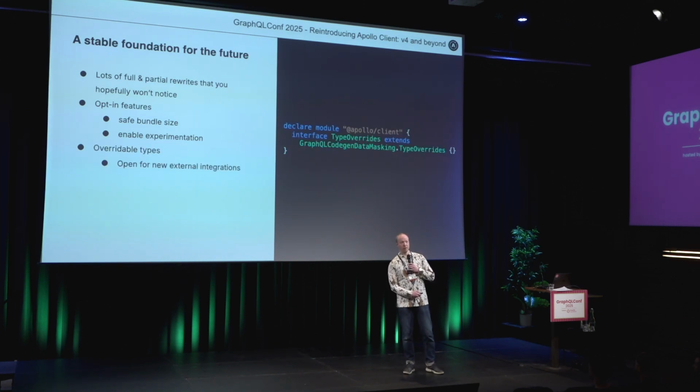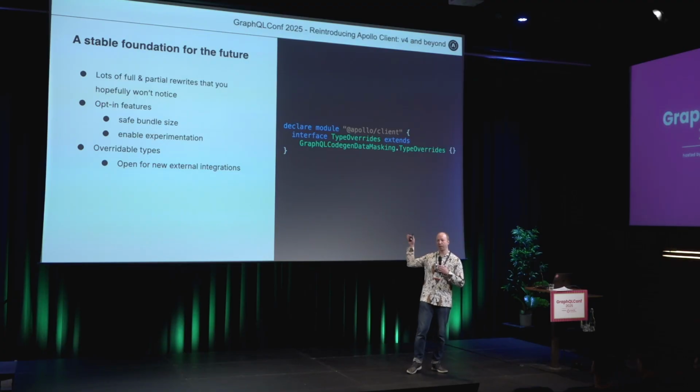We also know that the ecosystem around us is evolving, so we added overridable types. If you use a codegen and that interfaces with our types in some way, you can override some of our internal types. You've seen that dataState complete, dataState streaming. That might be embedded in generated types in different ways depending on which codegen you use. And now your codegen can tell Apollo Client how to actually get it out of that embedded state.